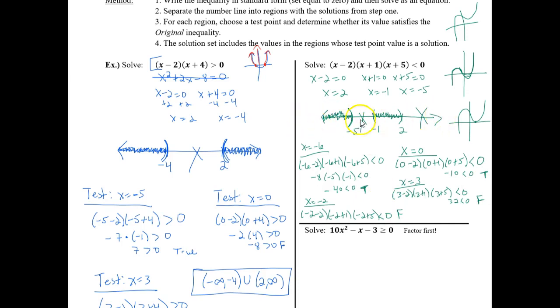Let's write this in interval notation now. Starting at -infinity up to -5, and then union -1 to 2. I'm going to do it in a different color so we can see it. So -infinity up to -5, union -1 to 2. That is our solution set.